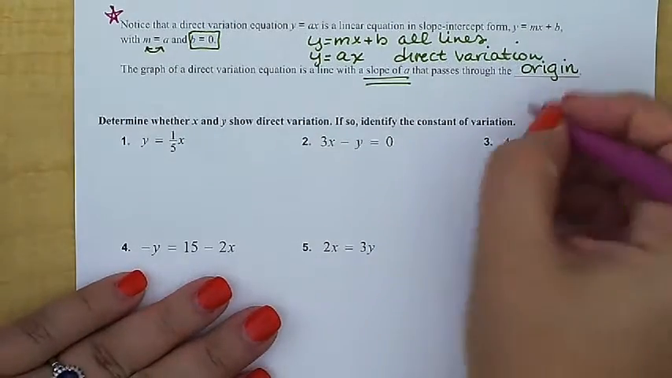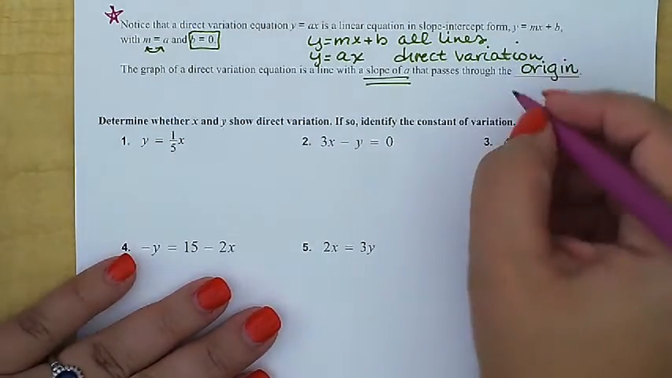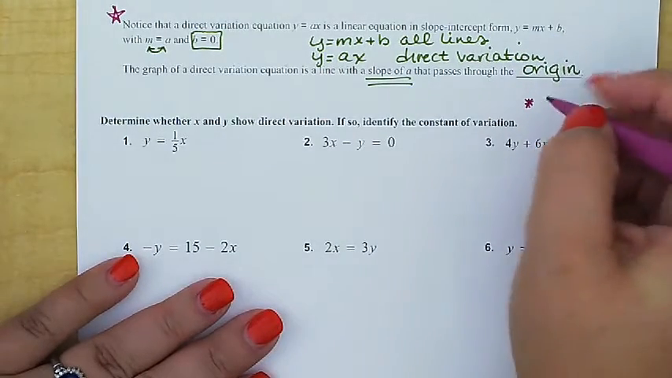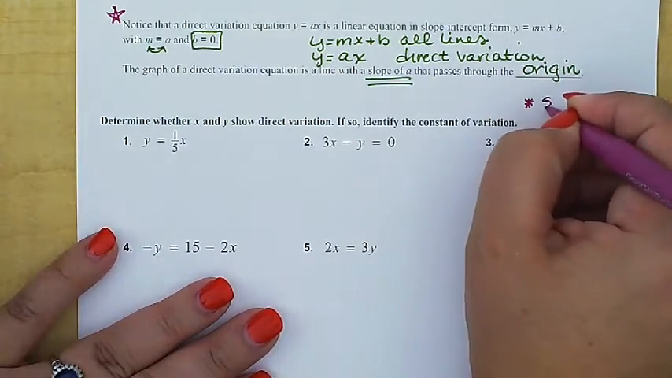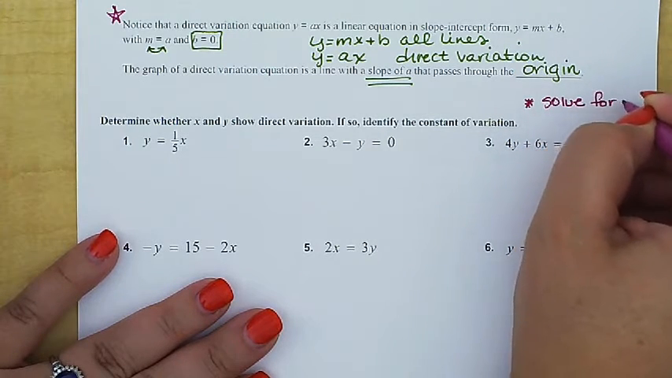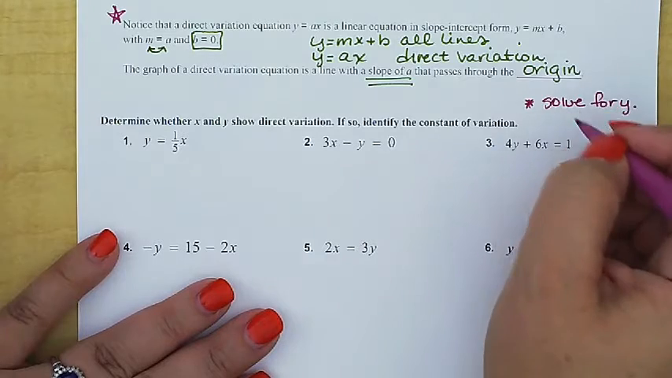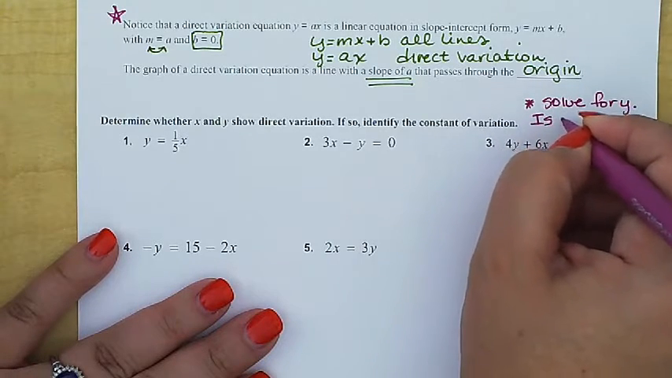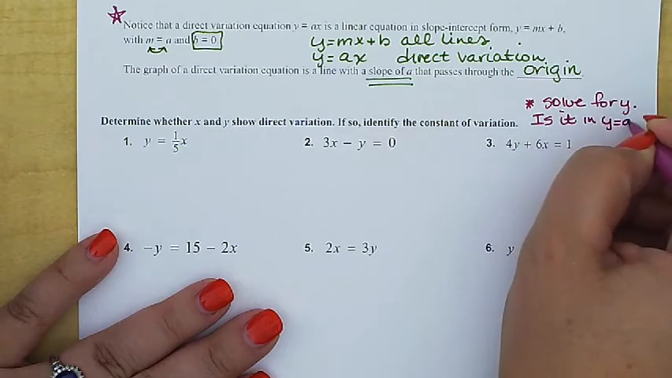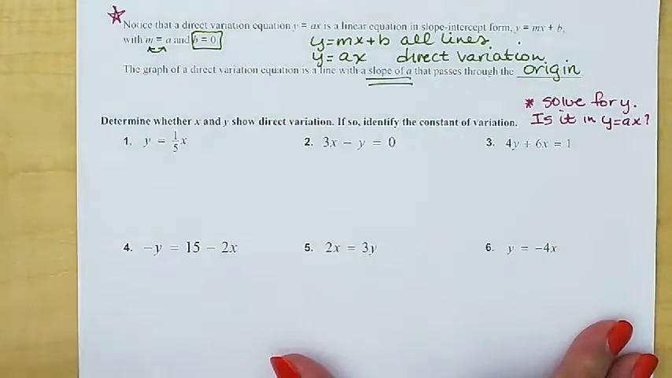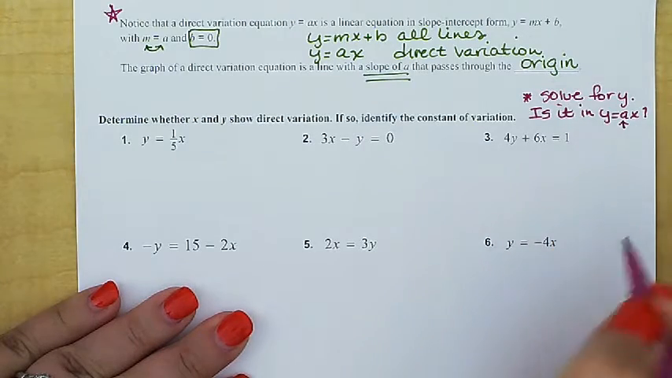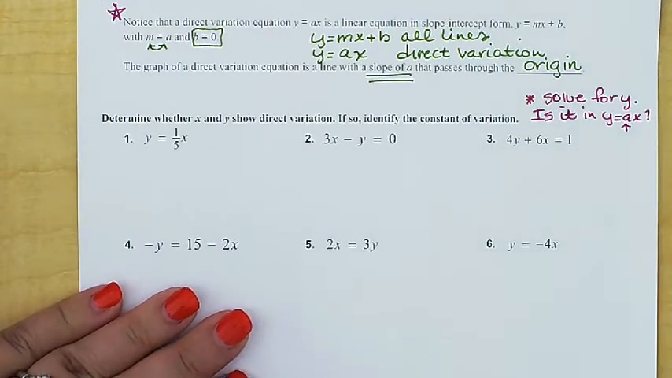So the way that we're going to do this, make a little note here, is it's really easy to tell if it's direct variation when it looks like this. So our goal is, if it isn't already, solve for y. So we're going to write solve for the y variable, okay? And ask yourself, once it's solved, is it in that y equals ax format? And if it is, great, then it's direct variation, and then we'll be able to identify the constant right in there. Okay, so that's going to be our plan of action here.